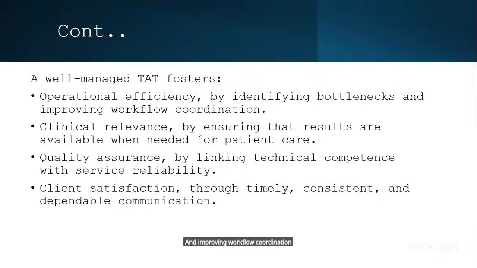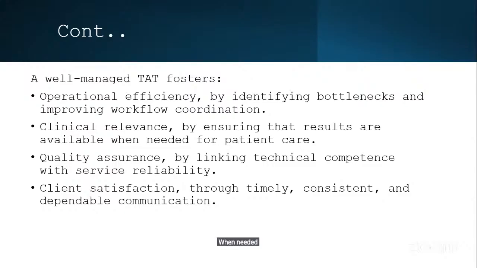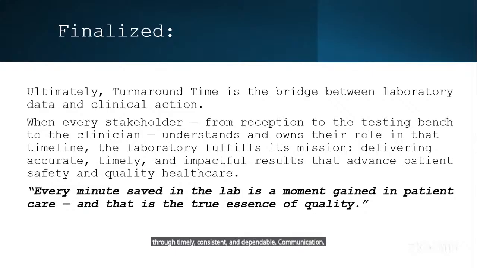Number two, clinical relevance by ensuring that results are available when needed for patient care. Number three, quality assurance by linking technical competence with service reliability. Number four, client satisfaction through timely, consistent, and dependable communication. Ultimately, turnaround time is a bridge between laboratory data and clinical action.